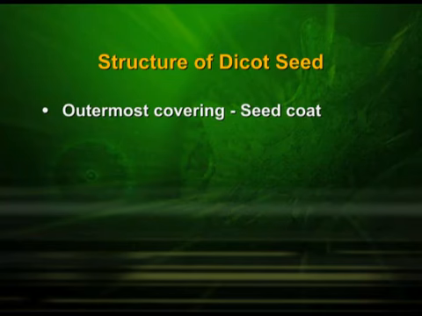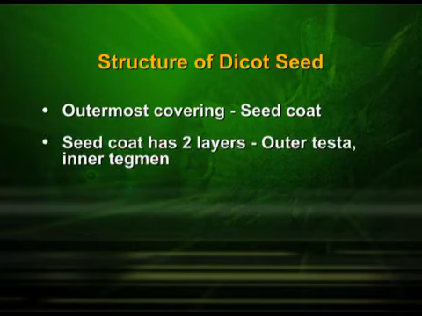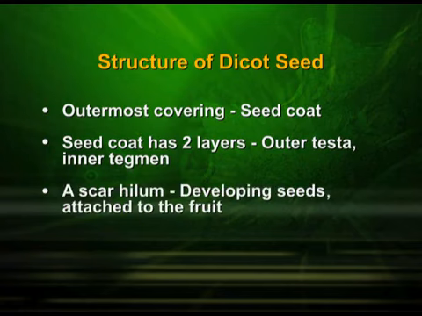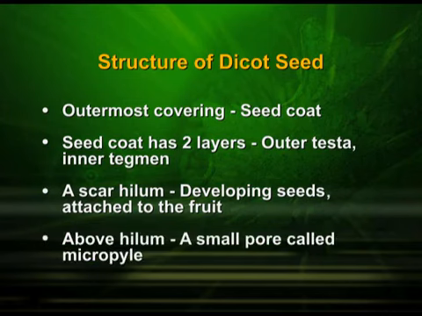The outermost covering is known as the seed coat, and this seed coat has two layers. The outer one is known as the testa and the inner one is known as the tegmen. A scar called the hilum is found on it, which is the point where the developing seed was attached to the fruit. Above the hilum, a small pore called the micropyle is found.